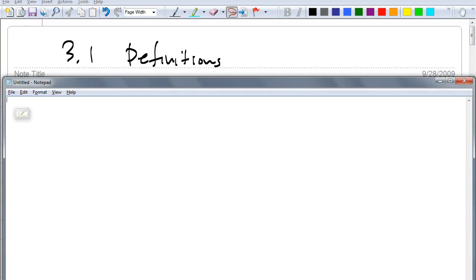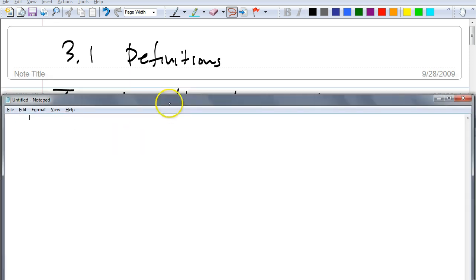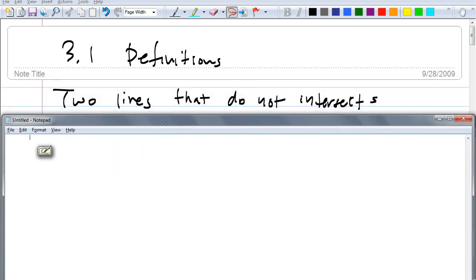Okay, today we're going to talk about some definitions. I think a lot of you already know some of these, but we've got to be careful when we define things. So first of all, let's see if you can figure this one out. Two lines that do not intersect are called.